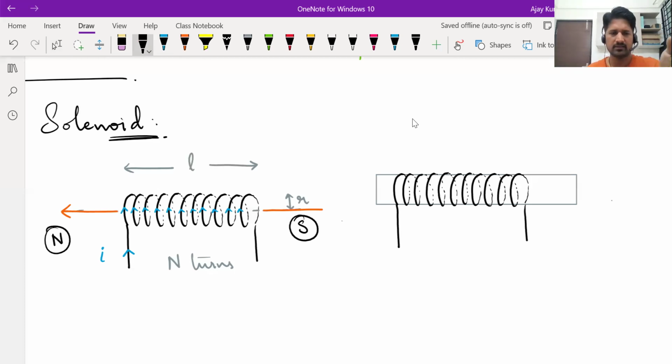As I said, this experiment itself, some of you might have done in your lower classes. So this is what happens. The current flowing in that coil creates a magnetic field. Since there are a number of loops, their magnetic fields add up and you get a significant magnetic field.